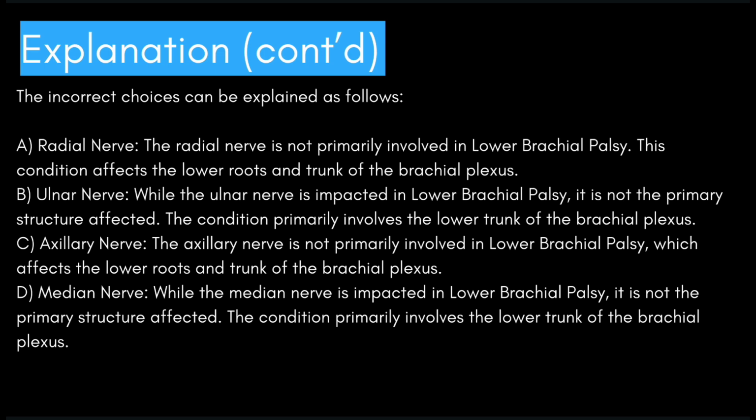Axillary nerve. The axillary nerve is not primarily involved in lower brachial palsy, which affects the lower roots and trunk of the brachial plexus. Median nerve. While the median nerve is impacted in lower brachial palsy, it is not the primary structure affected. The condition primarily involves the lower trunk of the brachial plexus. Let's go ahead and move on to our next question.